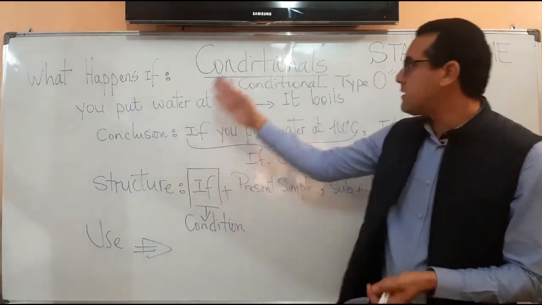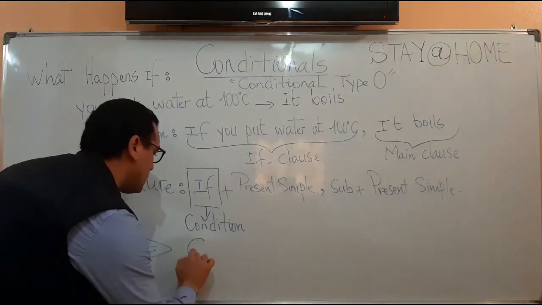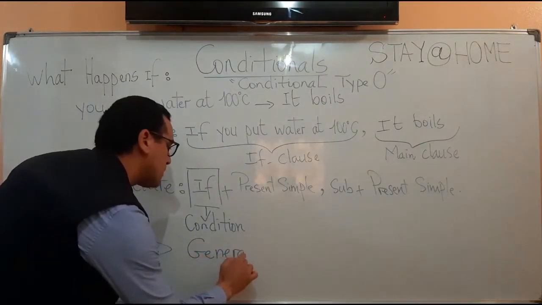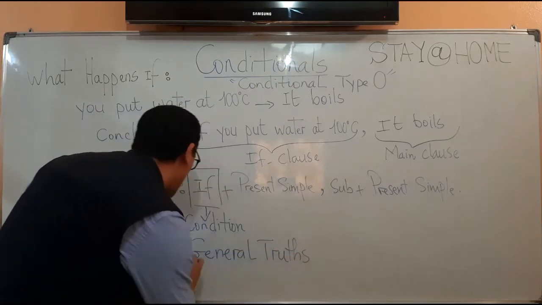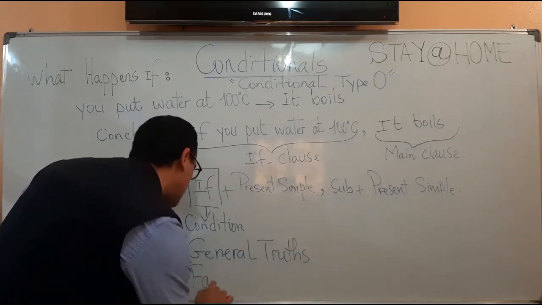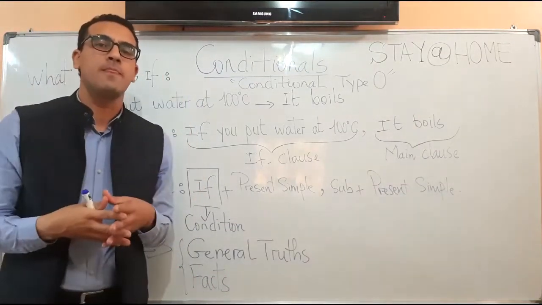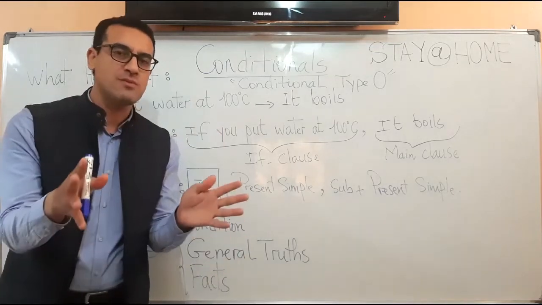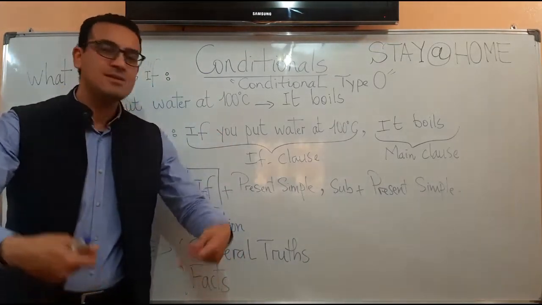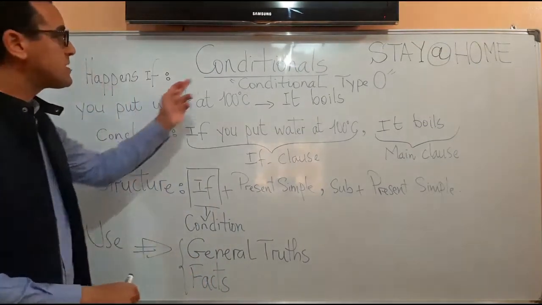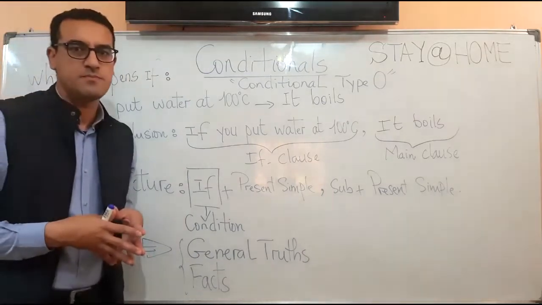So we use conditional type 0 to talk about general truths or facts, things which are factual, that we cannot change in nature, things which are proved scientifically. So we use type 0 to talk about general truths or facts. That's it.